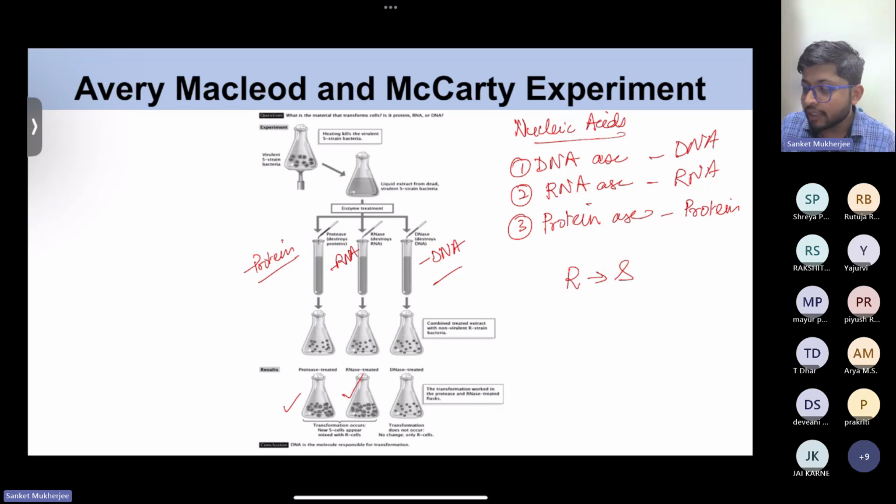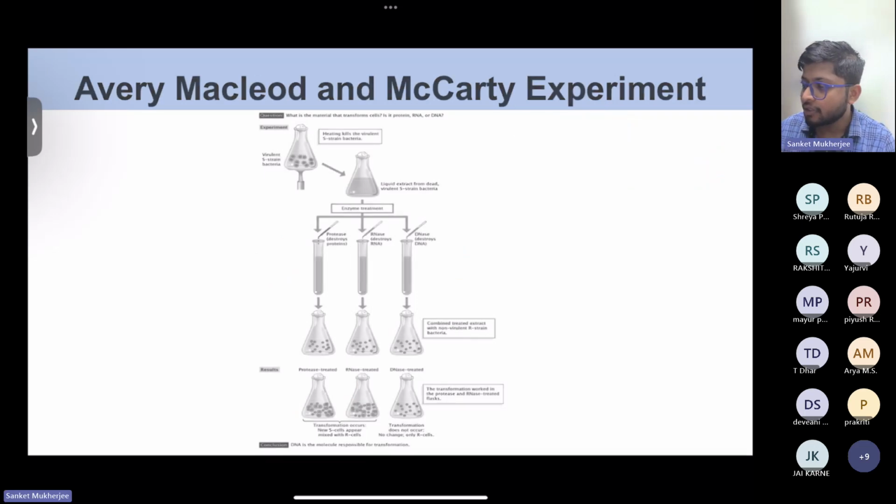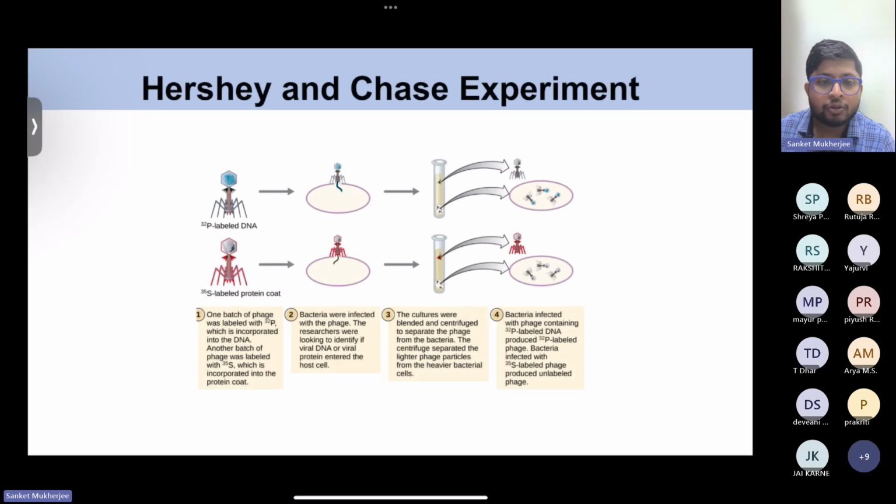Now, another very similar experiment was conducted. So these are some series of experiments. It's already there in your slides. Here, bacteriophages were used. So the Hershey and Chase experiment. Bacteriophages are viruses which can infect bacteria only. So they labeled the DNA or they labeled the protein, right? This is called radio labeling so that it can be detected in the cell.